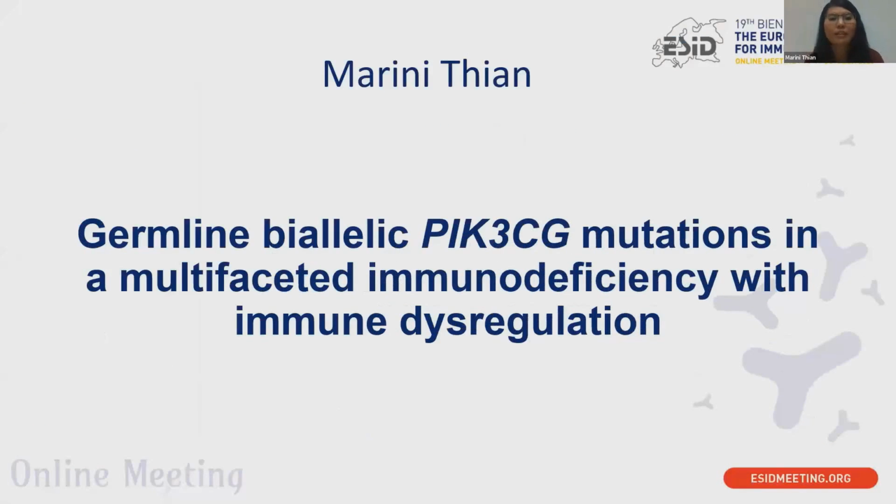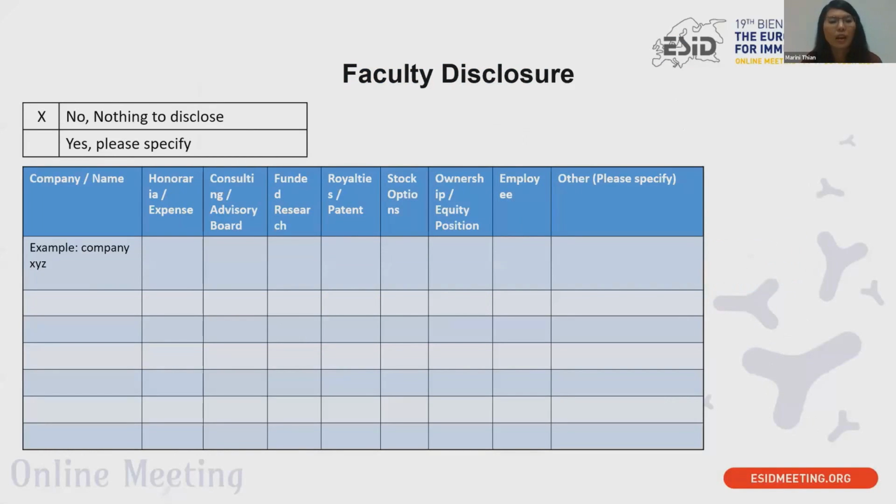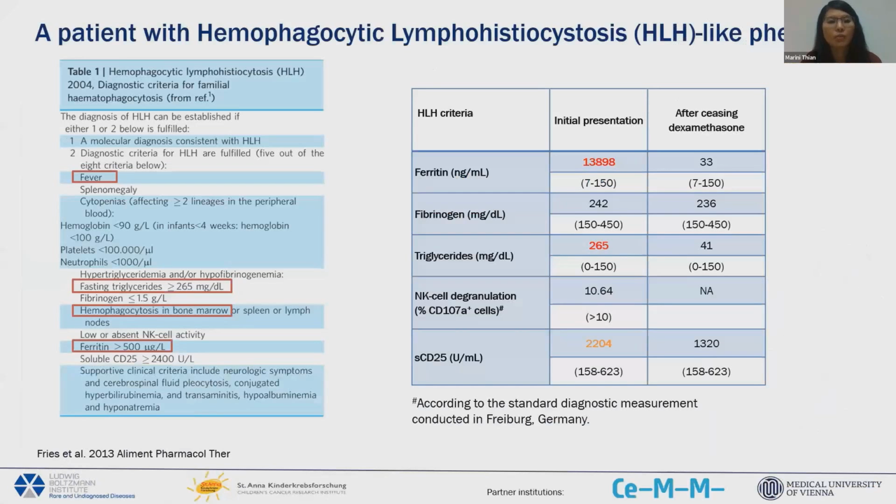Good evening, everyone. Today I will talk about PIK3CG mutations in a multifaceted immune dysregulation. I have nothing to disclose. We first studied a patient with hemophagocytic lymphohistiocytosis, or HLH-like phenotype. Our patient is characterized by prolonged fever, hemophagocytosis in the bone marrow, and high levels of ferritin and triglyceride levels. Since only 4 out of 8 criteria were met, our patient therefore suffered from an HLH-like disease.